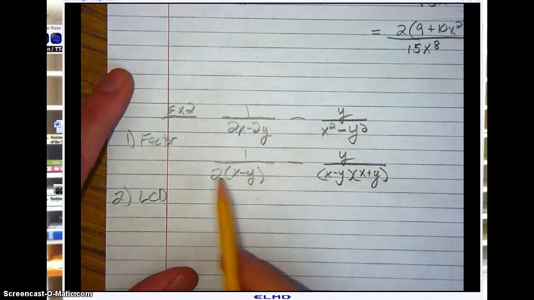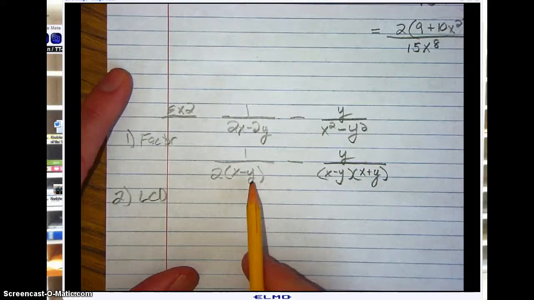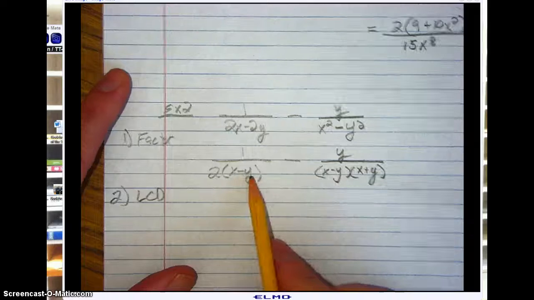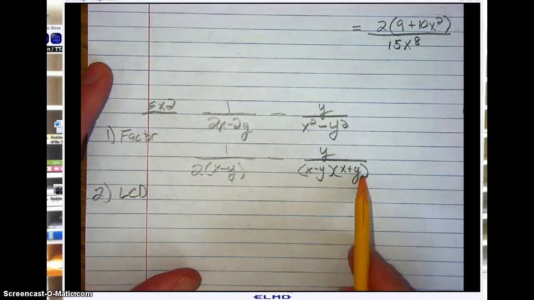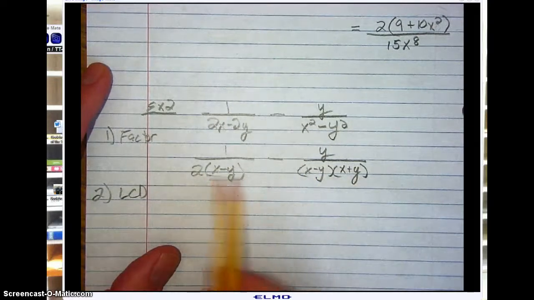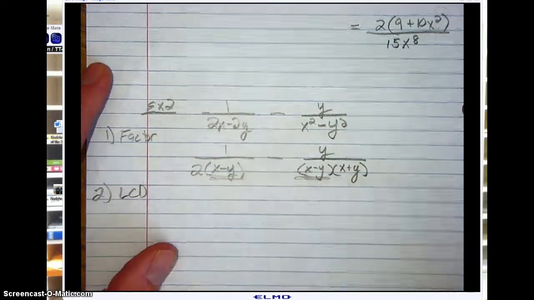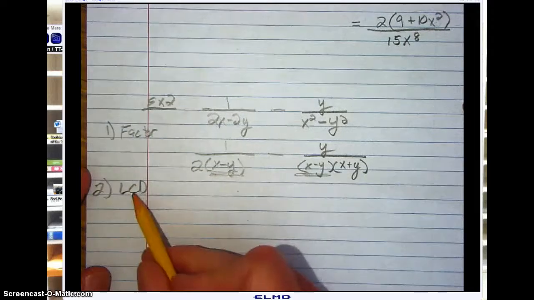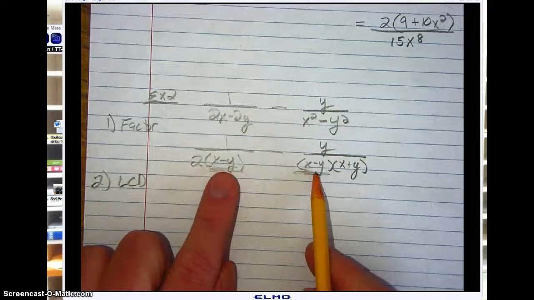Well, look, these are factors. Things that are multiplying are factors. This has a 2 and an x minus y. This has an x minus y and an x plus y. I'm going to underline this and this because these are factors they have in common. They already have an x minus y.